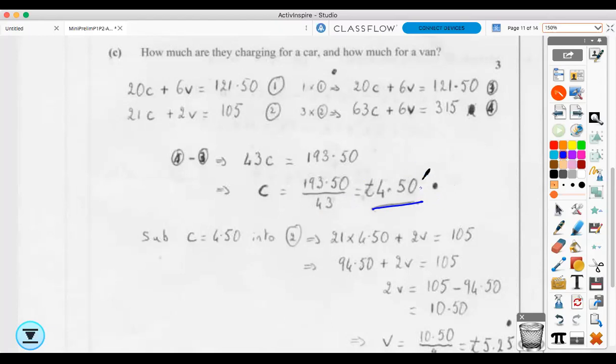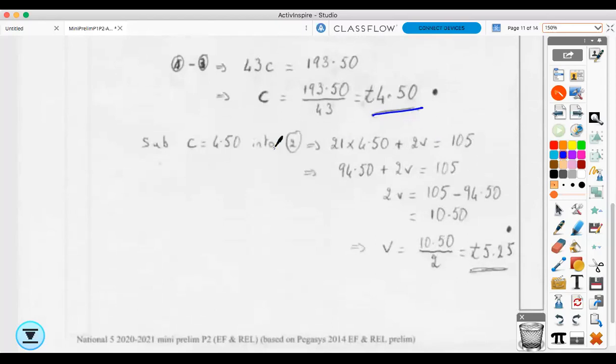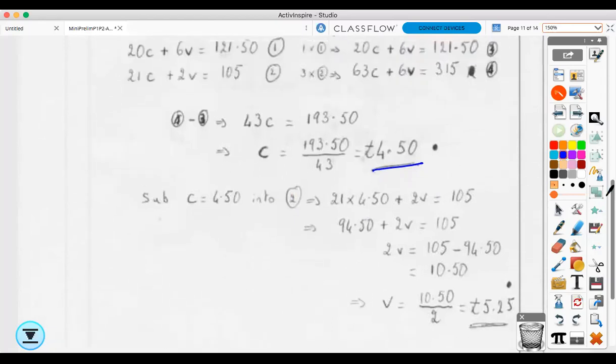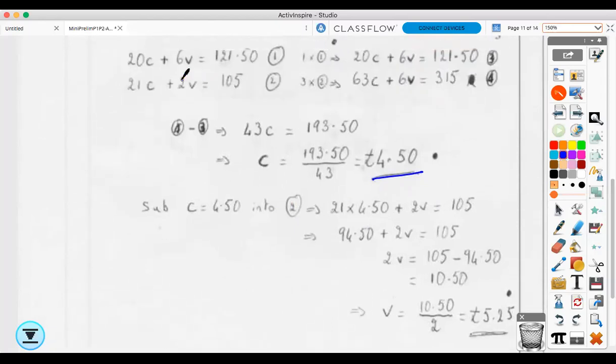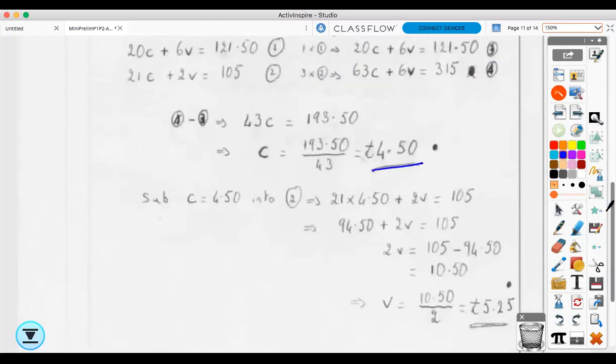4.50. Then you substitute 4.50 into, I picked the easier of the 2, right? Because you had a 2v and a 21c, so 2v to me is easier. I can divide by 2 once I'm done. So 105 minus 94.50 is 10.50. So I can half 10 and half 50 pence, 5.25.